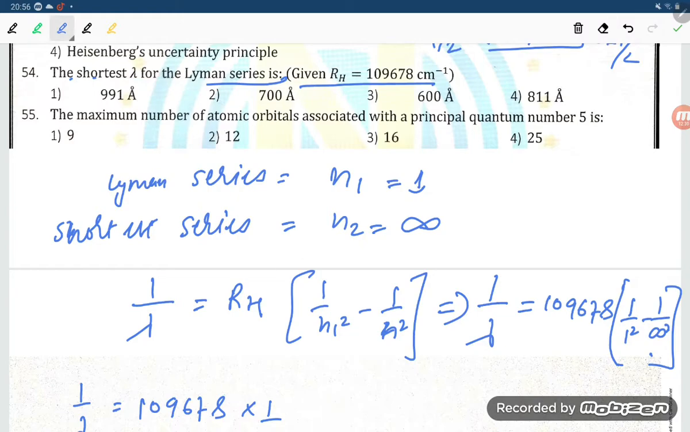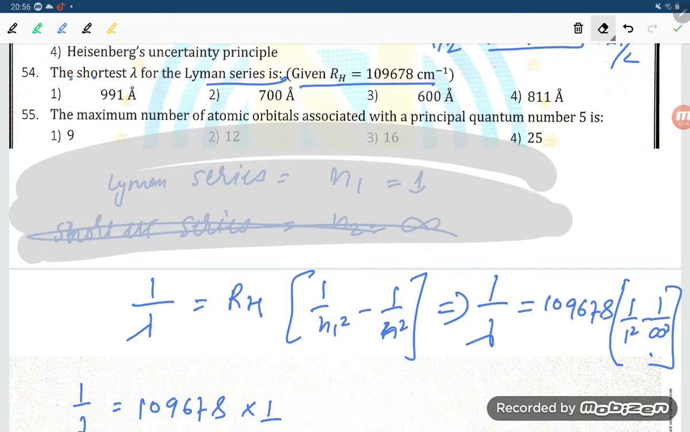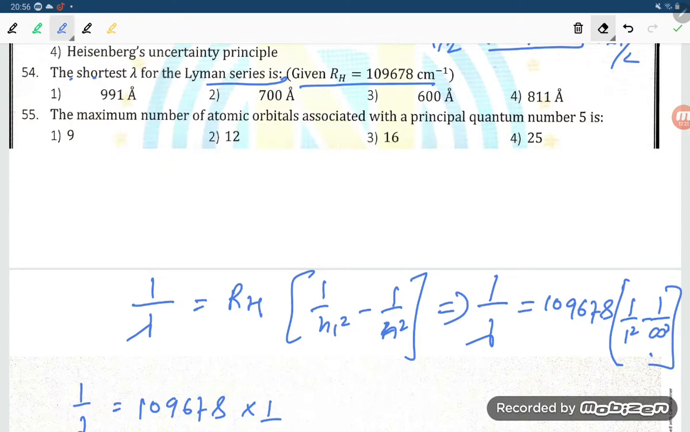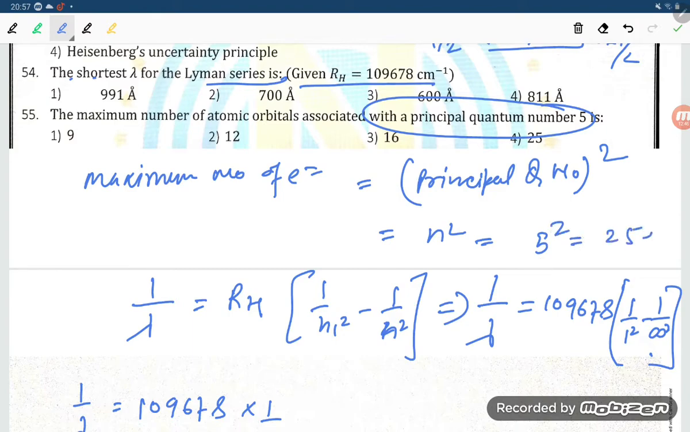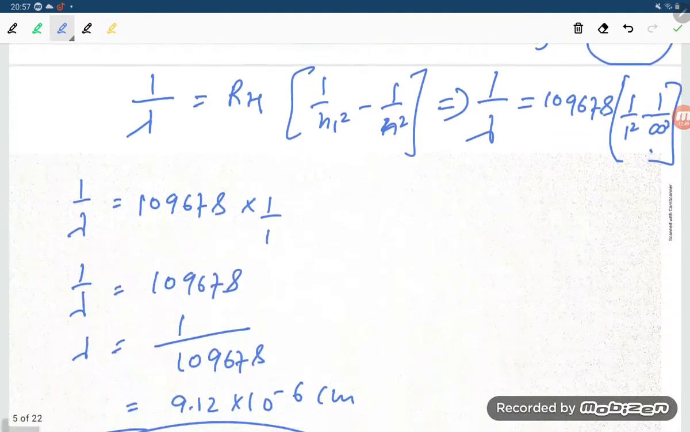Next one is question number 55. How can you do question number 55 student? They are saying the maximum number of atomic orbital associated with quantum number 5. Quantum number 5, that is principal quantum number 5. So that is the maximum number of electron. Maximum number of electron is equal to principal quantum number square, that is n square. The n value they have given here is 5, so 5 square is equal to 25 electron. So the correct option will be option number 4.